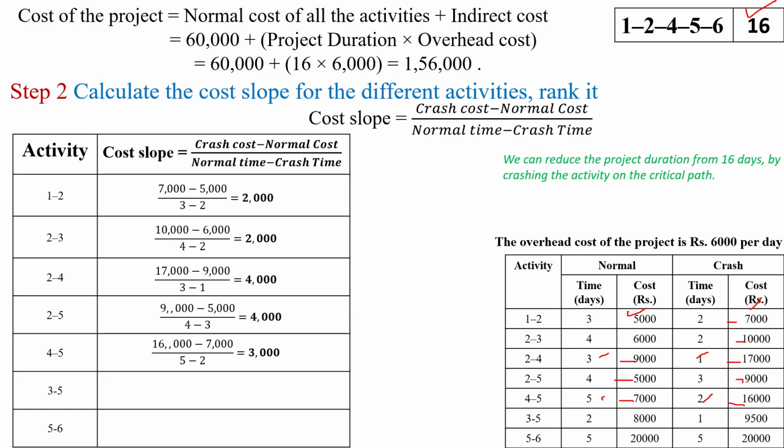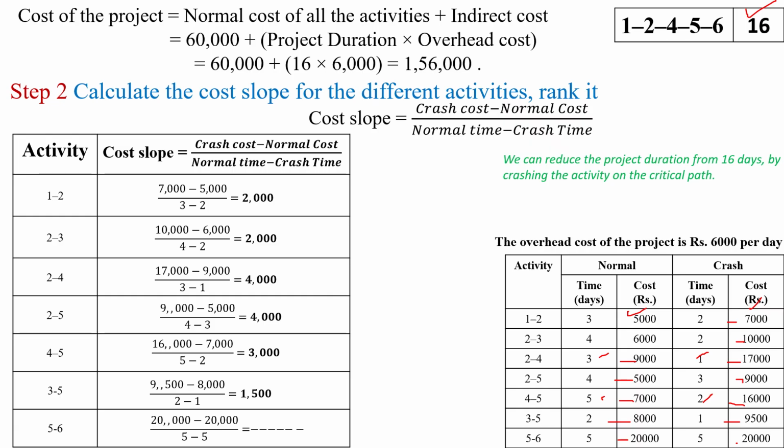Next for the 3 to 5, 9,500 minus 8,000, 1,500 divided by 2 minus 1, which is 1,500. Next for the 5 to 6, so 2,000 minus 2,000, 0 divided by 5 minus 5, 0. So we are not considering the cost slope for the activity 5 to 6.